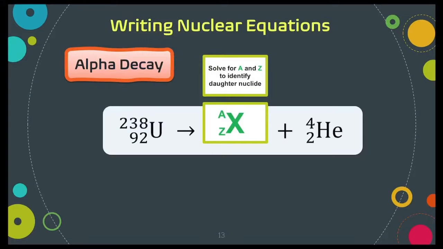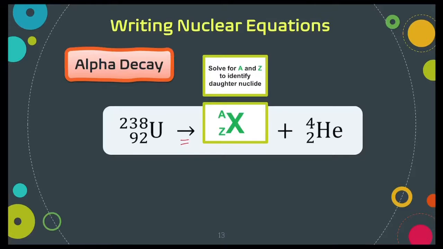Now we're going to take a moment to write some nuclear equations. So we're going to start by looking at alpha decay. One thing you want to make sure is in these equations, you want to make sure that both sides of the equation, both sides of the arrow, so this is the arrow right here, it represents an equal sign, okay? So whatever's on either side of the arrow, the numbers need to be equal.